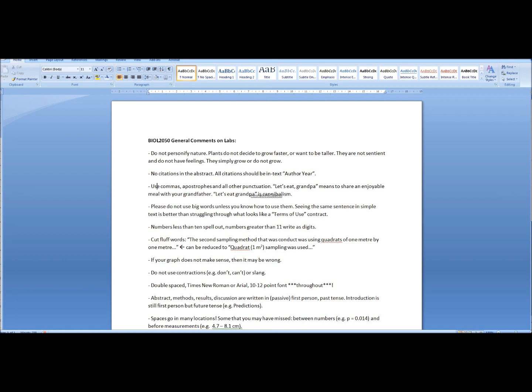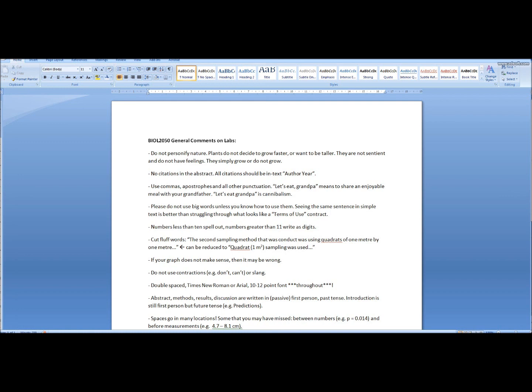Next bit. Please do not use big words unless you know how to use them. Seeing the same sentence in simpler text is better than struggling through what looks like a terms of use contract. Sometimes you guys input words, but I'm kind of unsure whether or not you know how to use them, and it actually ends up harming you because you try to seem like you want to use this word, but it doesn't fit in the sentence, and it's very awkward, and it would have been much better off even if you just dumbed it down to something much more simplistic. It's actually much better, so please just try to do that in the future.